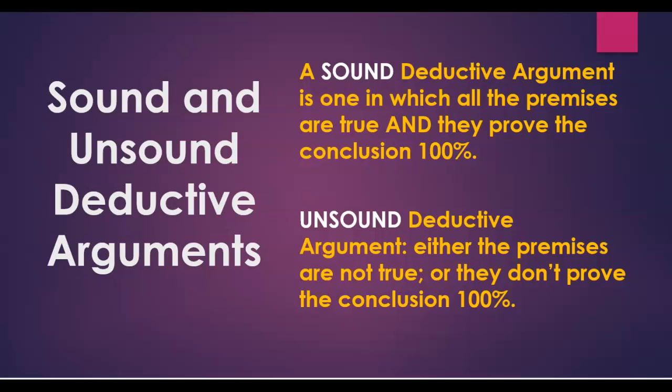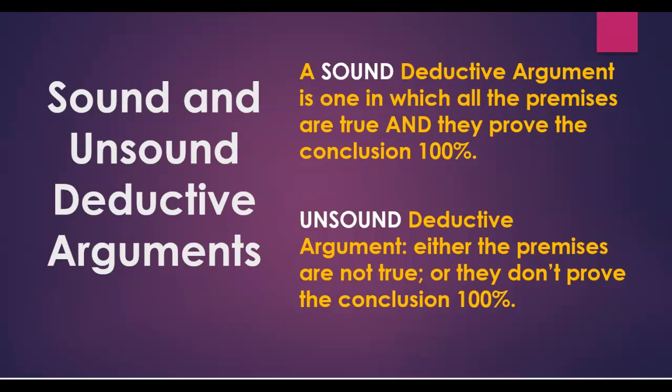So they must be valid. It must be a valid argument. The two premises must lead 100% to the conclusion, number one. But number two then is those premises must be true. If those premises are not true, then although it is a valid argument, they do lead 100% to the conclusion, if the premises are not true, then the valid is not sound.